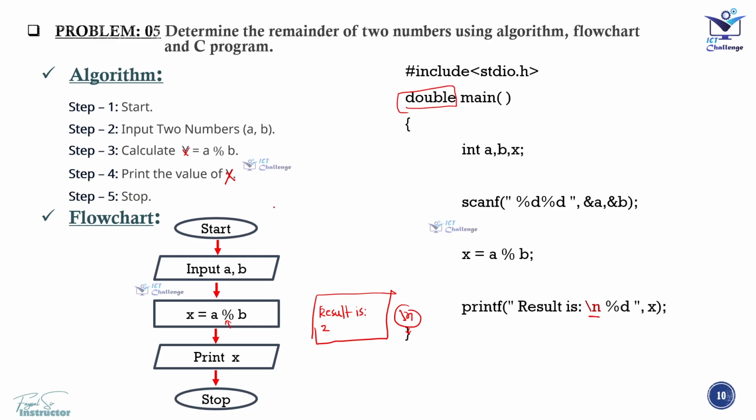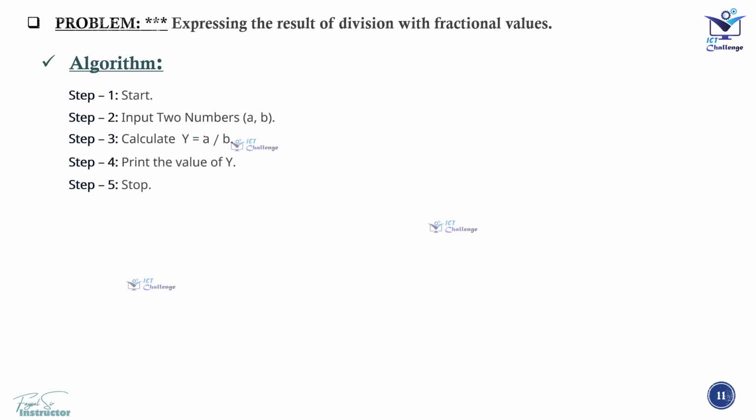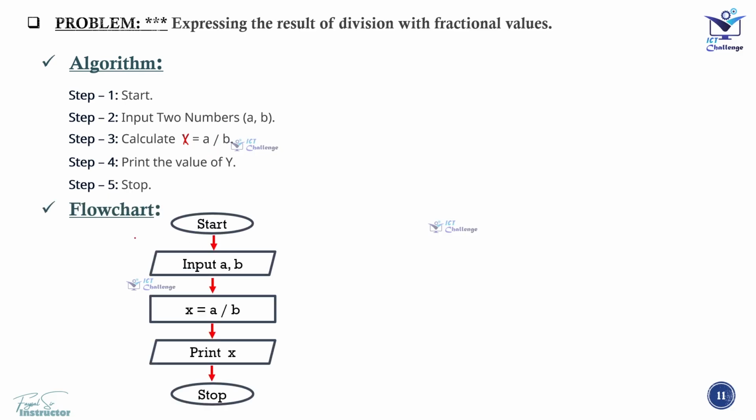So now if you want to see the fractional value of any kind of division, then how can you get this? Here is another type of question, expressing the result of the division with fractional value. In our previous two programs we got the quotient and the remainder value separately. Now we want to see the result, like 5 divided by 2 we will get 2.5, these kinds of fractional values. So we have this algorithm as usual, divide. Here we use the slash sign or division sign, then the flowchart should be the same, the slash sign, but in the C program we just have to make some simple changes here.